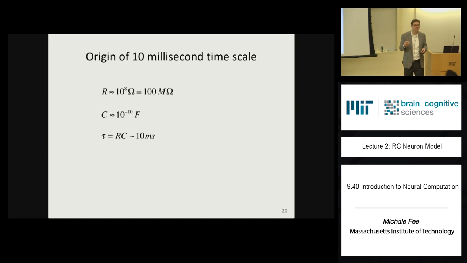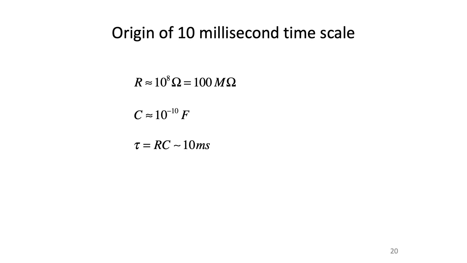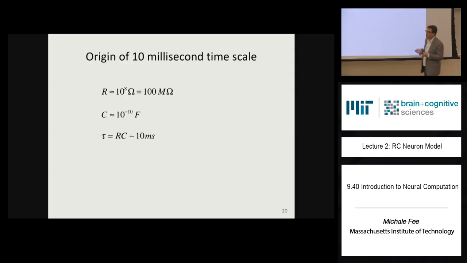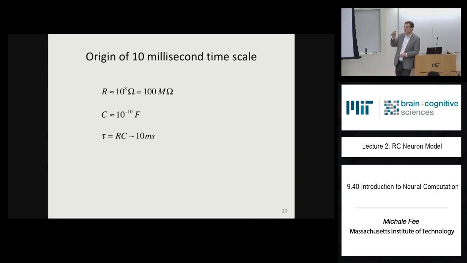And it comes from the values of resistance and capacitance of a neuron. The resistance of a neuron is in the range of 100 million ohms, and the capacitance is about 10 to the minus 10 farads, or about 100 picofarads. You multiply those two together and you get a time constant of about 10 milliseconds. What that means is if you inject current into a neuron, it takes about 10 to 100 milliseconds to fully respond to that step of current. The voltage will jump up and relax to the new V infinity in about 10 to 100 milliseconds.